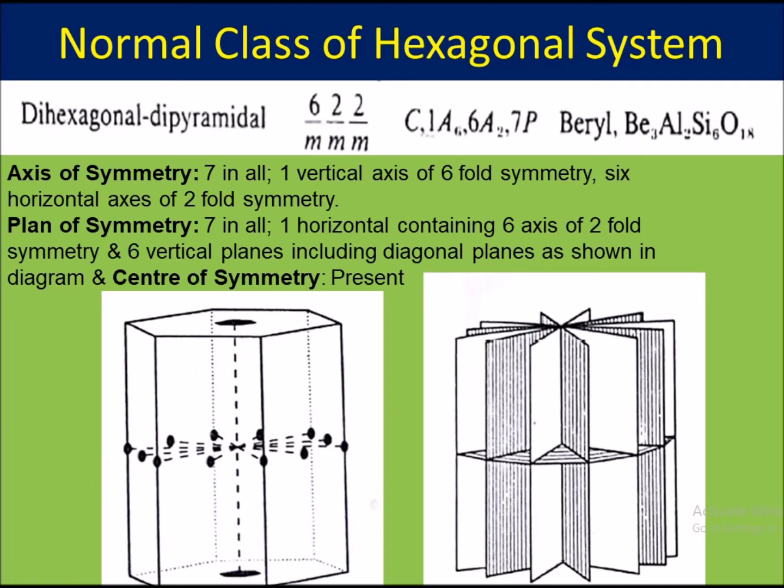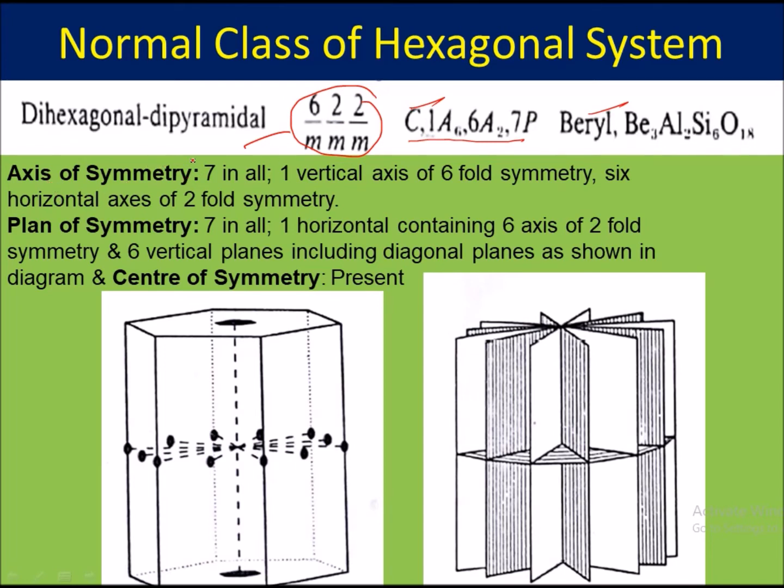Now let's take the normal class of the hexagonal crystal system. As we have seen, this class with this symbol has the maximum number of symmetry elements for the hexagonal crystal system or hexagonal division. So this is the normal class of the hexagonal system, named dihexagonal dipyramidal. Okay, so here you can see the symmetry elements. Here you can observe 7 axes of symmetry, 7 planes of symmetry and a center of symmetry. Beryl is the example of a mineral which crystallizes in the normal class of the hexagonal crystal system.